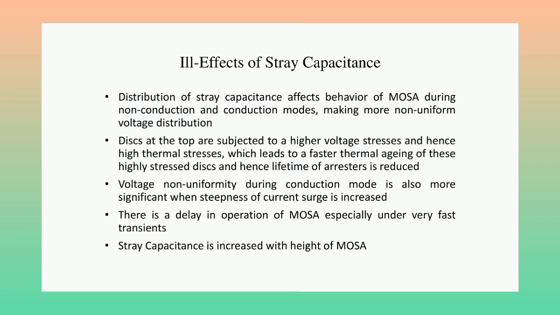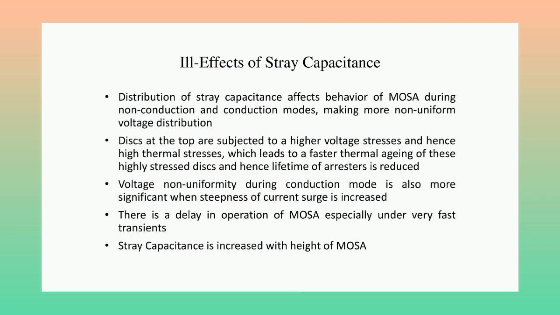Discs at the top are subjected to higher voltage stresses and hence high thermal stresses, which leads to faster thermal aging of these highly stressed discs, and hence the lifetime of arrestors is reduced. Voltage non-uniformity during conduction mode is also more significant when the steepness of current surges increases. There is a delay in operation of the MOSA, especially under very fast transients.